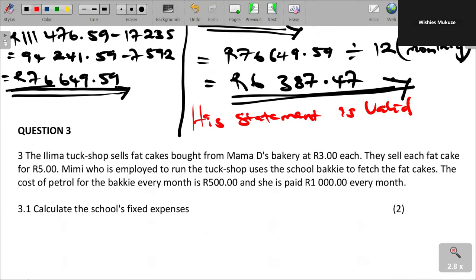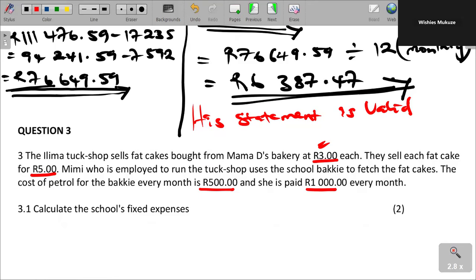Question 3 also wants us to work with the Ilima Tuck Shop, which sells fat cakes bought from Mama D's bakery, 3 rand each, and they sell each fat cake for 5 rand. Mimi, who is employed to run the tuck shop, uses the school bag to fetch the fat cakes. The cost of petrol for the bag every month is 500 rand, and she is paid 1,000 rand every month.